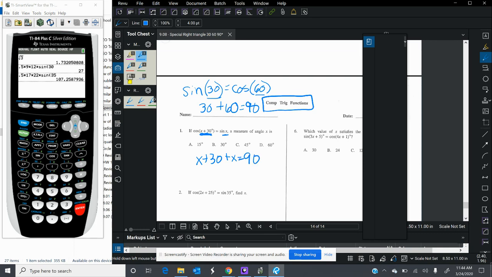equals 90 first. So there's a couple hints for each page of your homework. Good luck. We'll talk to you soon.